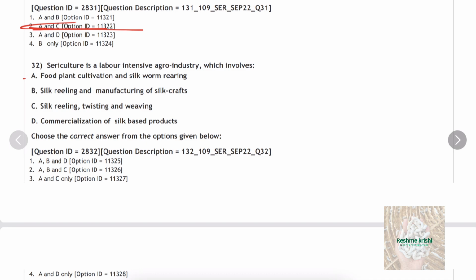Sericulture is a labor-intensive agro-industry which involves food plant cultivation. This is true. Silk reeling belongs to the other. Reeling also belongs to the other, which means post-cocoon commercialization of silk-based products. It's true.